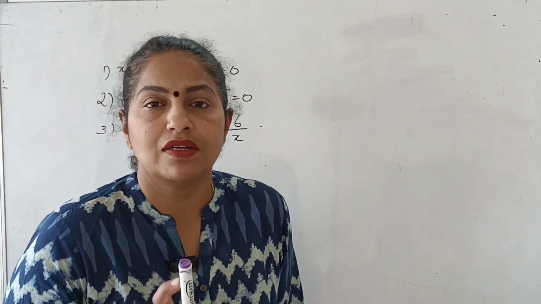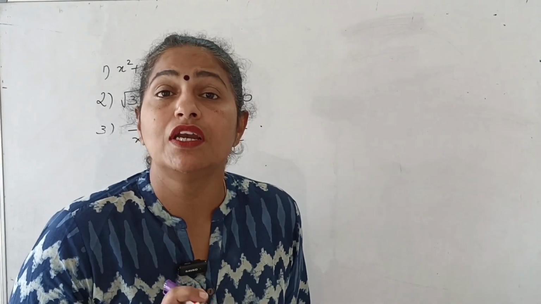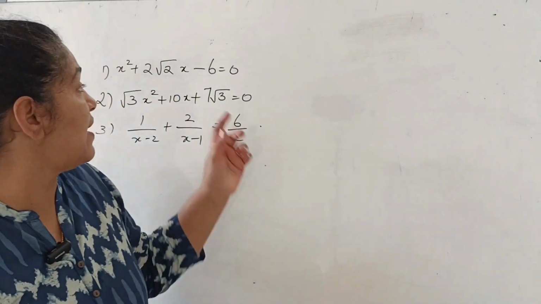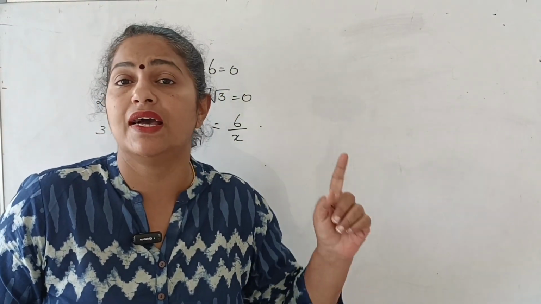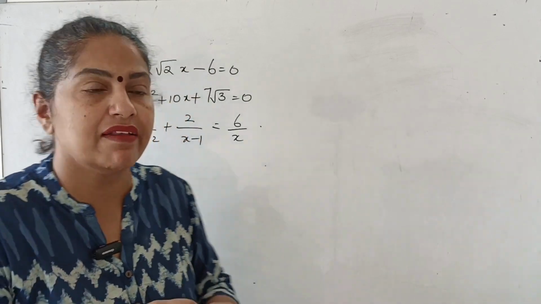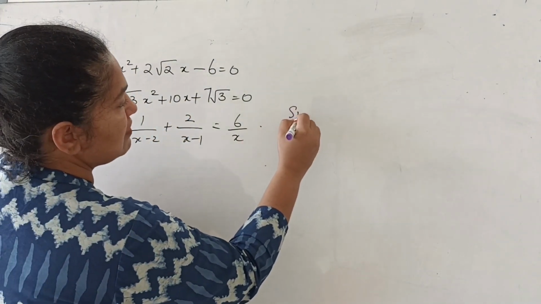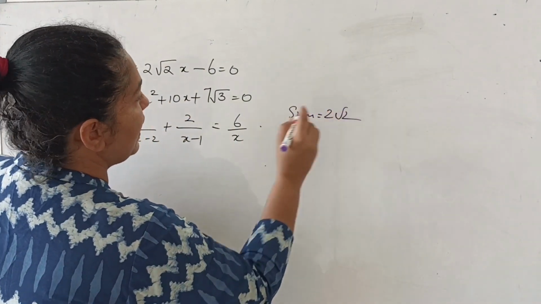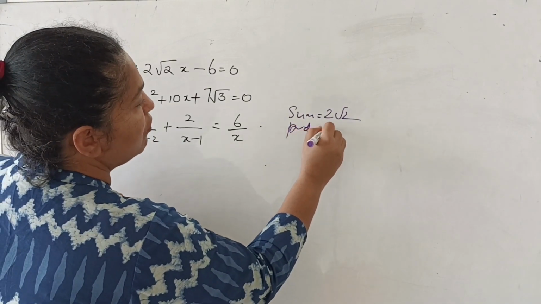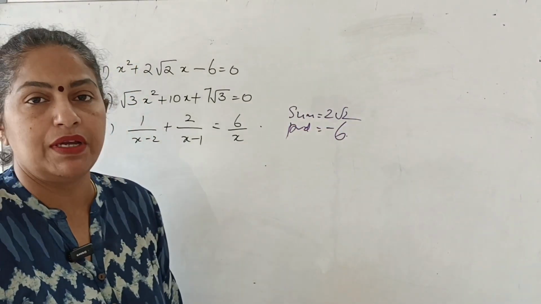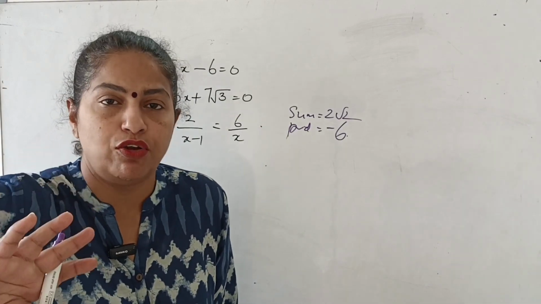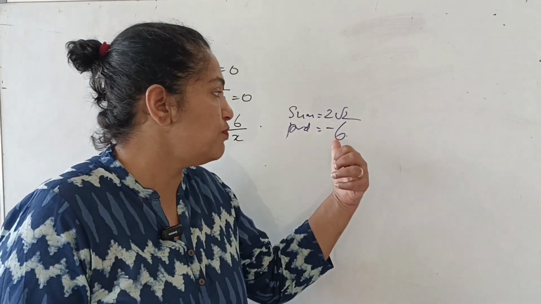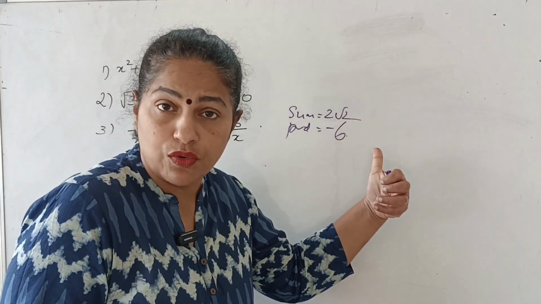Before I write down the factors, let me tell you one thing. Writing down the factors of minus 6 in this case is going to be slightly trickier than what we wrote before. Let me explain why. As I told you, the sum is 2 root 2 and the product is minus 6. Why are we identifying the sum and the product? Because we need to find numbers. So I need to find a pair of numbers that will give me a product of minus 6 and a sum of 2 root 2.